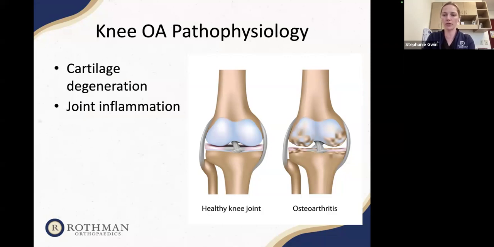So what is osteoarthritis? That's the wear and tear arthritis, as opposed to rheumatoid, which is an autoimmune type of arthritis. It's basically cartilage degeneration that happens over time from wear and tear, from prior injuries, bad luck, mom and dad, stuff like that. And it leads to joint inflammation, which is what causes pain. It can also lead to swelling.